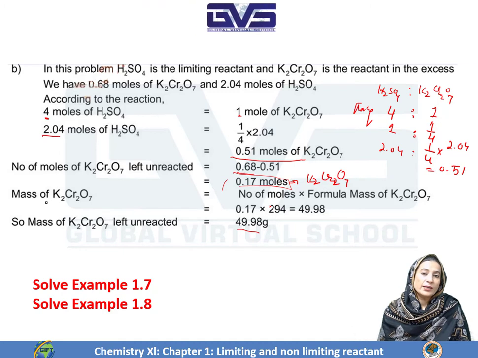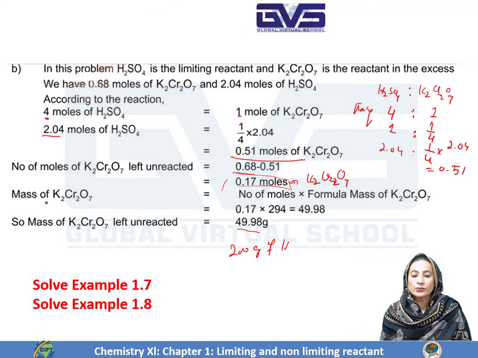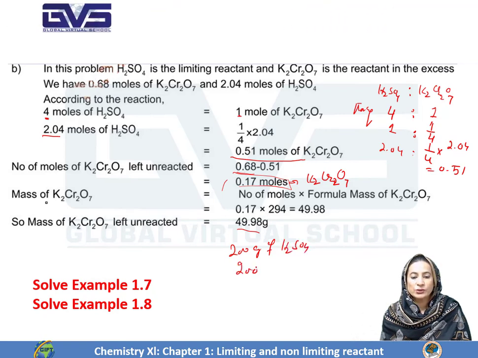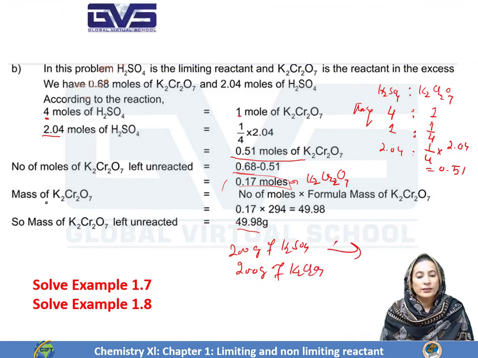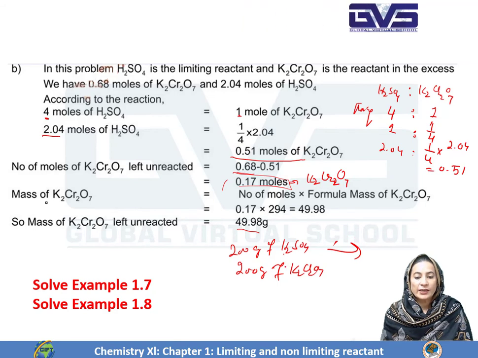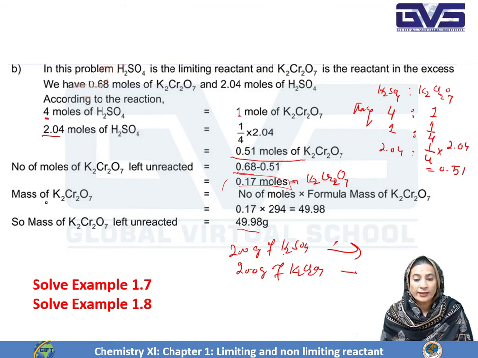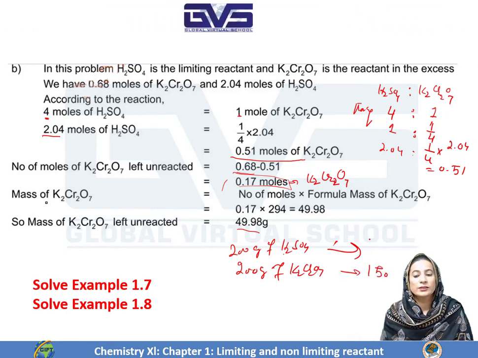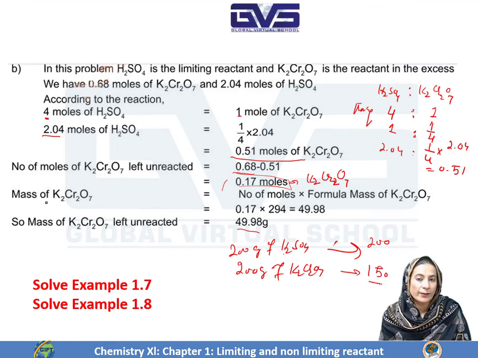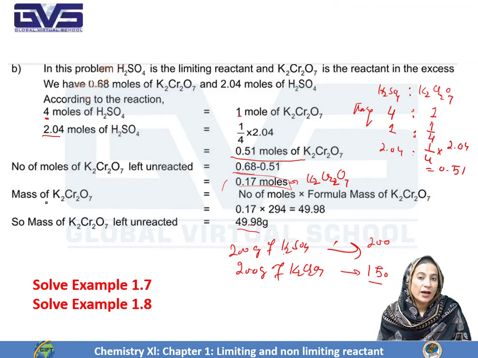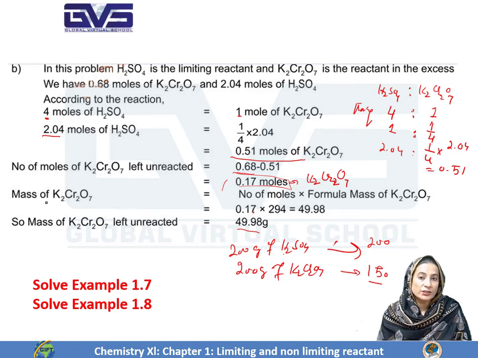So what it means is, when you mix 200 gram of H2SO4 and 200 gram of K2Cr2O7, the H2SO4 is consumed completely, and for the K2Cr2O7, because 50 is left, 150 is consumed. At that time potassium dichromate consumes 150 gram, because 50 gram is unreacted, unused. Hopefully now this is clear.